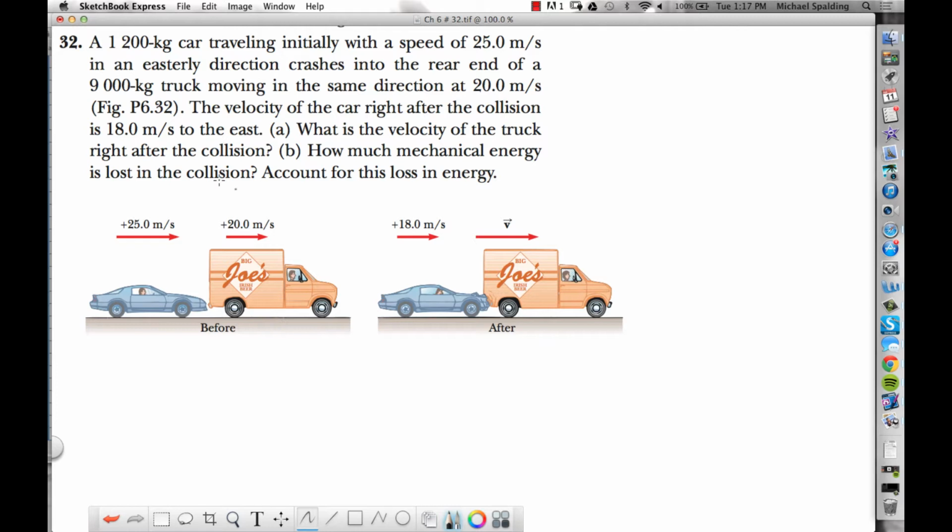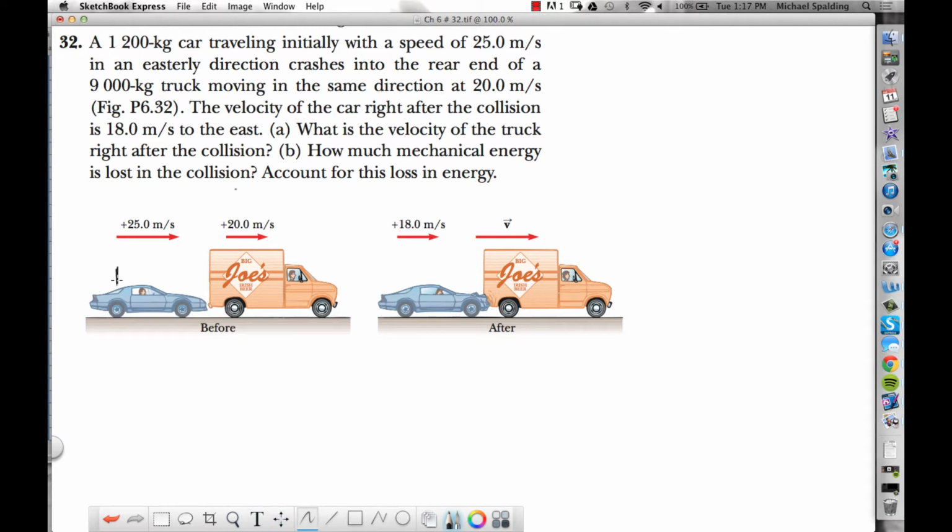Like we were talking about a bullet going into a block. You stick your finger in the bullet hole, it's going to be hot. That heat energy came from the kinetic energy of the bullet. All right, so let's just go through the whole problem. So A, what's the velocity of the truck right after the collision?